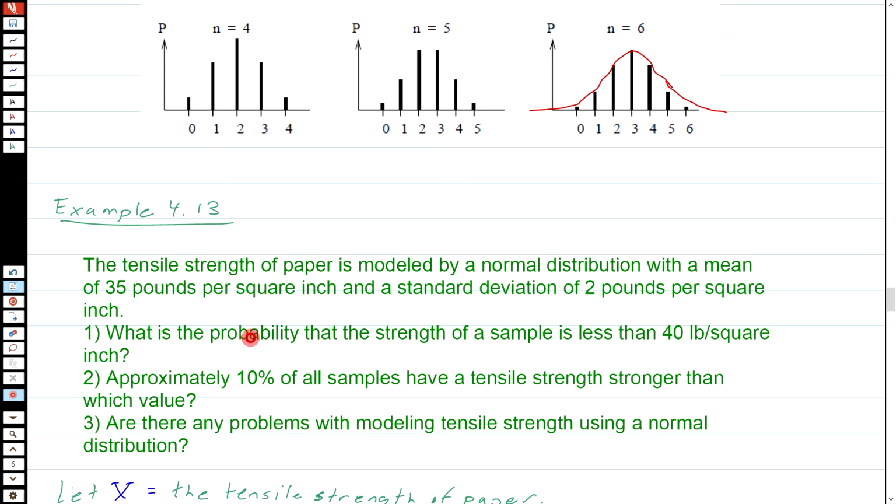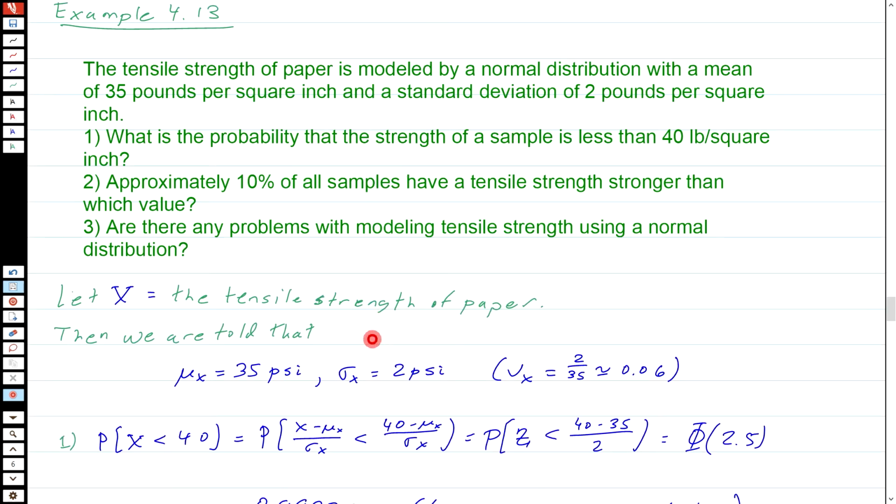So I'm asking some questions. What is the probability that the strength of a sample is less than 40 pounds per square inch? And then approximately 10% of all samples have a tensile strength stronger than what value? Okay. So let's define the random variable x to be the tensile strength of paper, and we're told its mean is 35 and its standard deviation is 2. So the coefficient of variation is fairly small. I would say this is not a very random process. The coefficient of variation is only 6%.